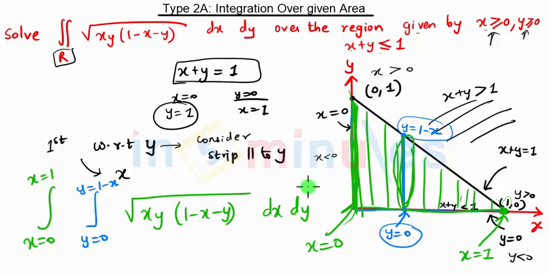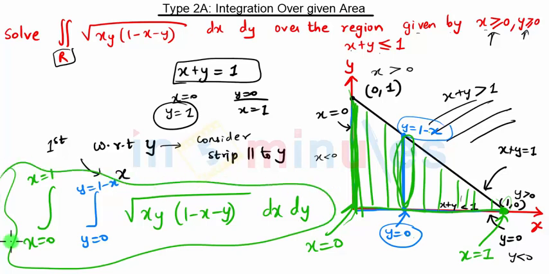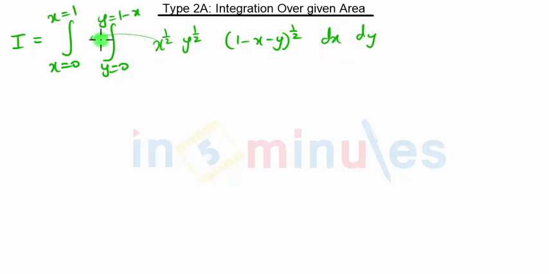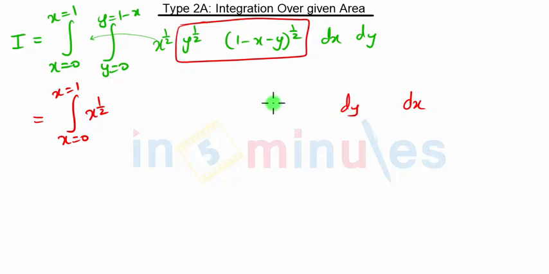So this region is required only to find the limits of our integration, and now we will solve this integration. We have root of xy(1 minus x minus y), so we can write it as x raised to half, y raised to half, (1 minus x minus y) the whole raised to half, dx dy. First we are integrating with respect to y, so x is constant and x raised to half can be taken out. So we get the integral from x equal to 0 to 1 of x raised to half, with dx outside, and inside the integral of y from 0 to 1 minus x.